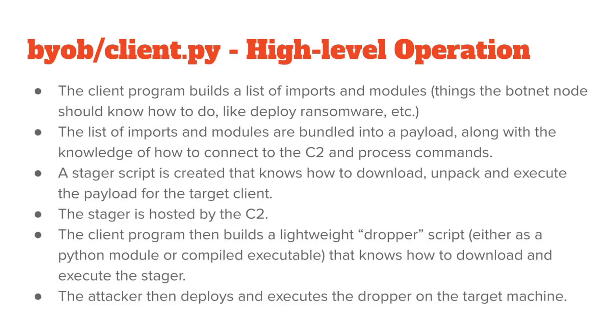So the actual client program itself, the high level way that it works is you run it on the command line and say, hey, build me a client that supports these modules off the bat. You can add more at runtime, but if you know you want the ransomware module and the screenshot module, you'll say, build me a client with those. And it says, okay, fine. It takes all those modules, all those imports that you listed, and bundles them up into a set of strings along with the actual payloads you want and the capability of doing a reverse TCP connection. It bundles all that behavior up into a Python script, okay?